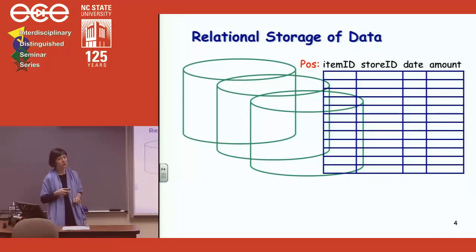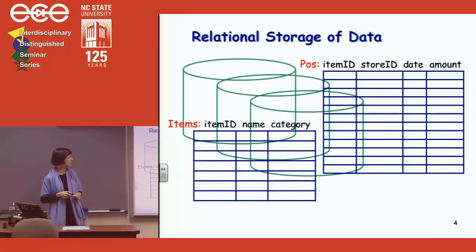Now, if you want to look for details about items, for instance, you would look into a different table. So let's say this table is called items. And for each item ID, same notion as in the other table, you would store the ID of the item, the name of the item, and the category that this item belongs to. And that's all you need to know about relational storage of data. Any questions about this? Just relational storage of data.